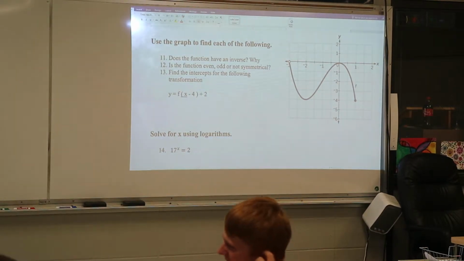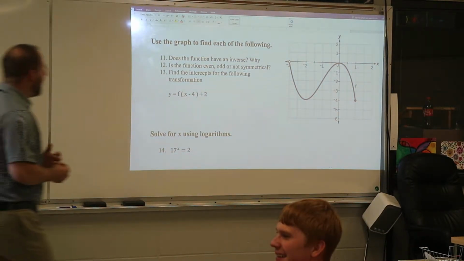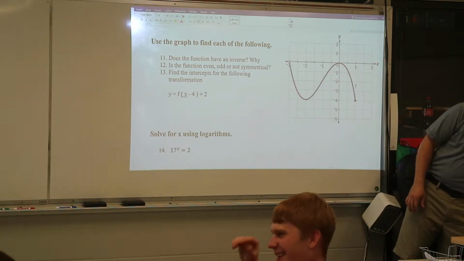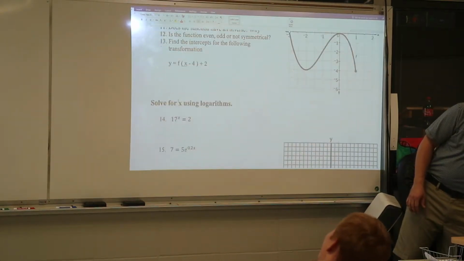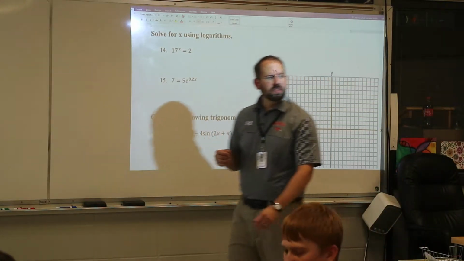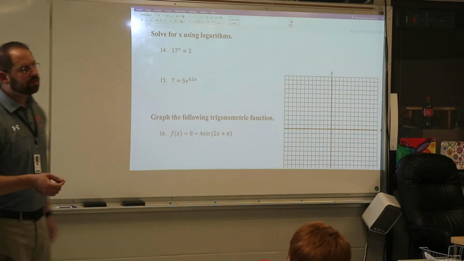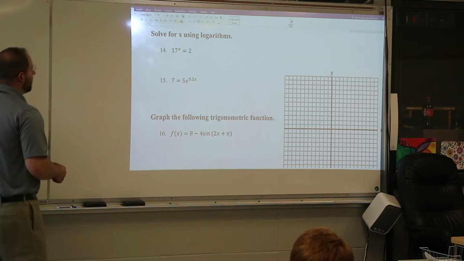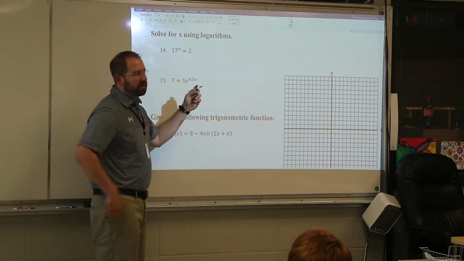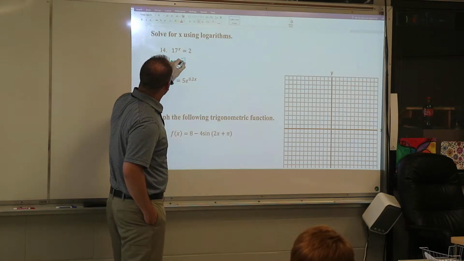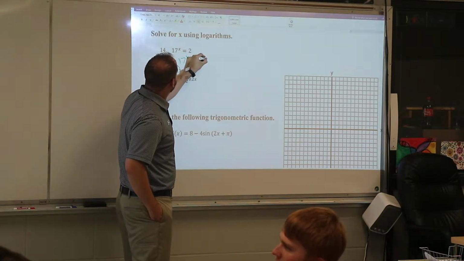Alright, number 14, 15. You have to use logarithms to solve. I do want the decimal, 4 decimal places for these. You have to show what you're typing in, not just the final answer, so I can actually see it. On this one, it doesn't matter which one we do. I'm gonna do this one. I'm gonna take the log of both sides.